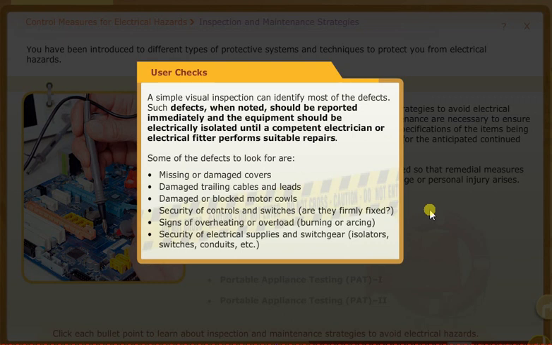User checks. A simple visual inspection can identify most of the defects. Such defects, when noted, should be reported immediately, and the equipment should be electrically isolated until a competent electrician or electrical fitter performs suitable repairs. Some of the defects to look for are missing or damaged covers, damaged trailing cables and leads, damaged or blocked motor cowls, security of controls and switches. Are they firmly fixed? Signs of overheating or overload, such as burning or arcing. Security of electrical supplies and switchgear, such as isolators, switches, conduits, etc.